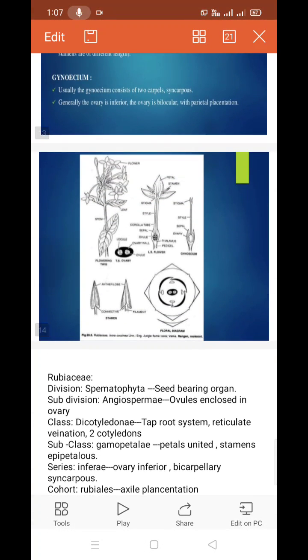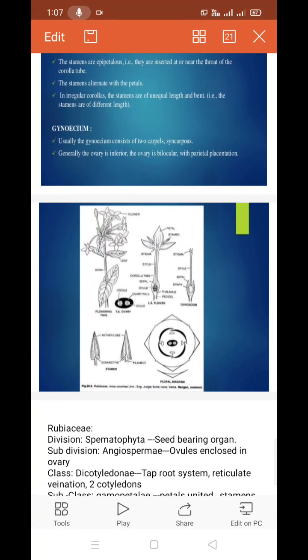So next is the diagrammatic representation of Ixora. So these are the flowering twigs. You should see the stem, leaf and flowers.